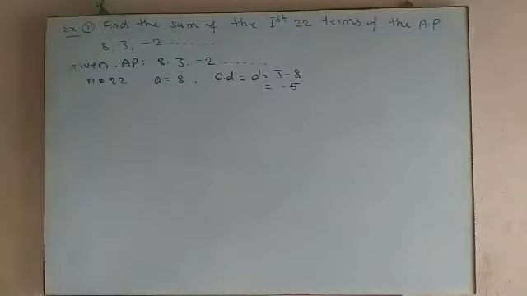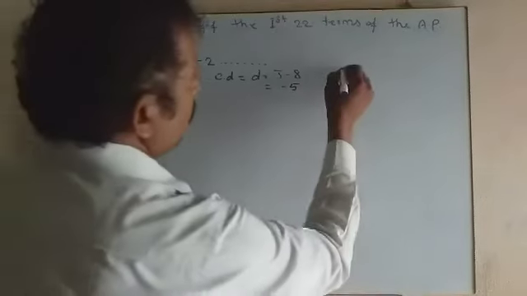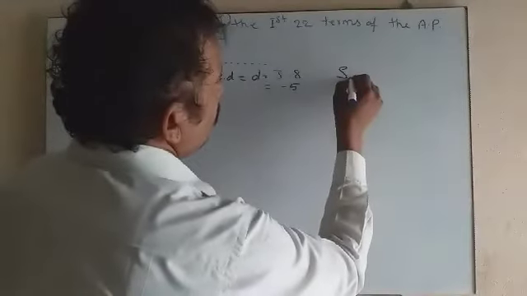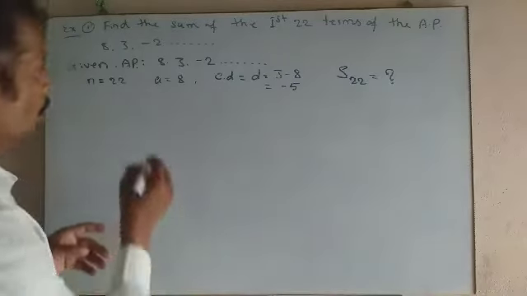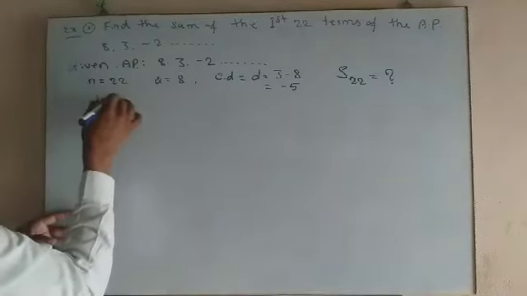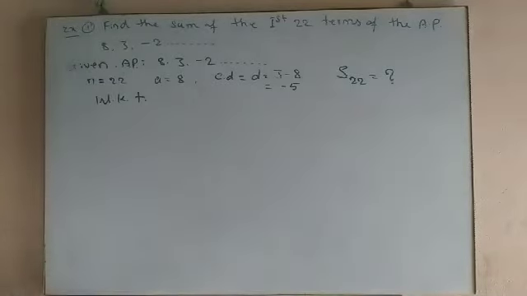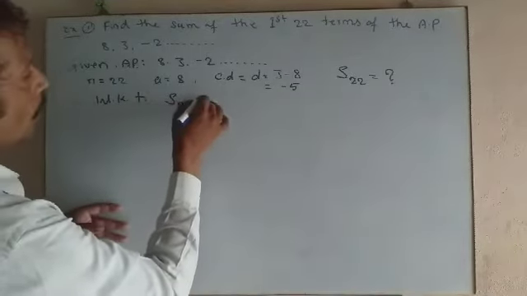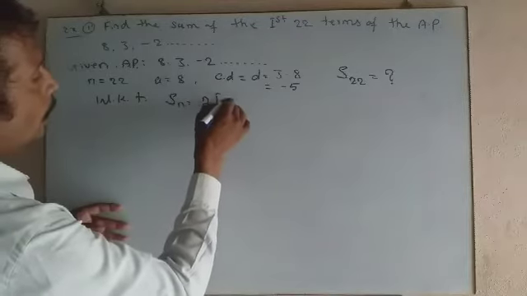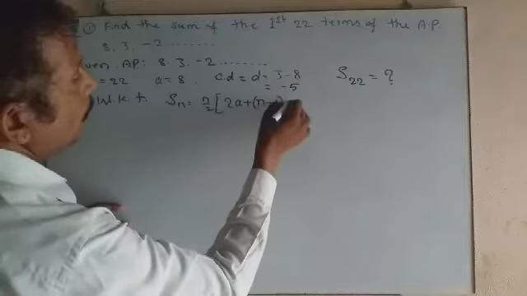We need to find the sum of the first 22 terms, that is S22. We know the formula to find the sum of n terms of an AP: Sn is equal to n by 2 into bracket 2a plus (n minus 1) into d.